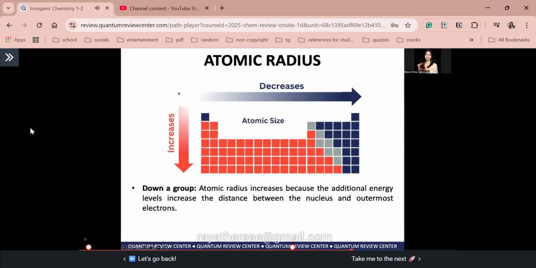Down the group, increasing due to electrons in higher levels or increasing n. In other words, the valence electrons, mas malayo sila from the nucleus as n increases. This is also because the more inner electrons down the group are shielding the outer valence electrons. Kaya, mas loosely held yung valence electrons. Okay? Na-expand nila ang electron cloud.